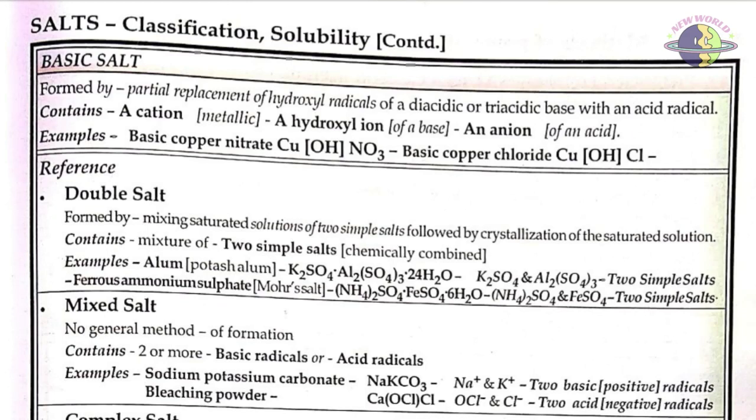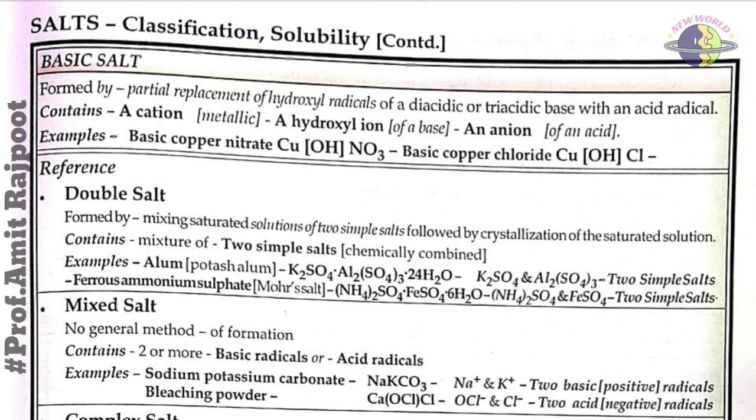For reference, you can study double salt. It contains a mixture of two simple salts. Mixed salt contains two or more basic radicals or acidic radicals. For the double salt example, potash alum, K2SO4.Al2(SO4)3.24H2O, contains two simple salts. Ferrous ammonium sulfate, also known as Mohr's salt, can be seen there.